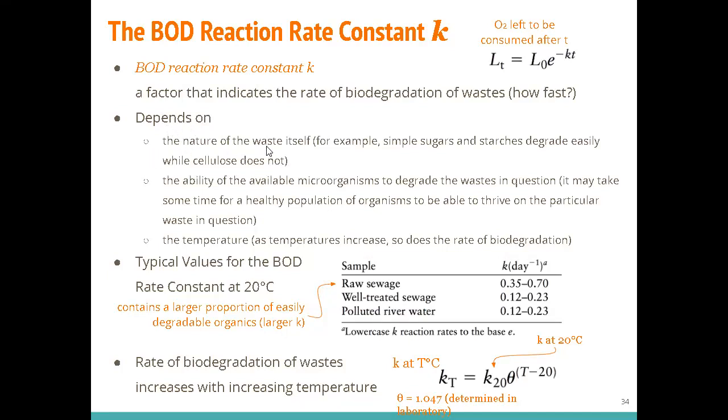And it depends on the nature of the waste itself. So different pollutants will have different reaction rate constants. So probably if you go take a sample and do measurement, you're trying to estimate this K first. Okay, pinpoint the K, and then you can do different calculations. And also it depends on the ability of the microorganisms. So two things, the nutrients and the microorganisms. So it may take some time for a healthy population of organisms to be able to thrive. So this is talking about logistic growth, but we're not talking about that here.